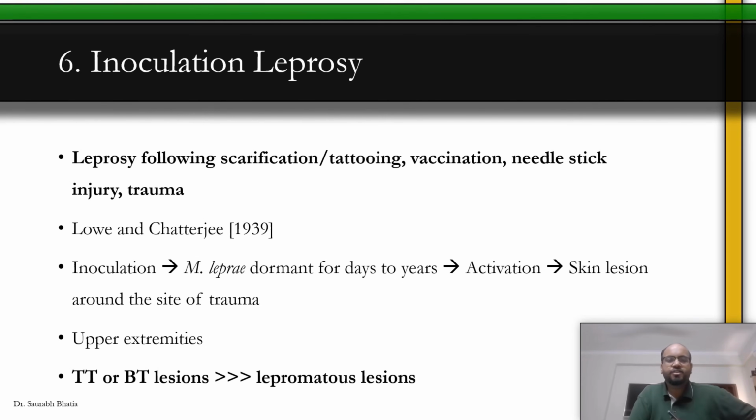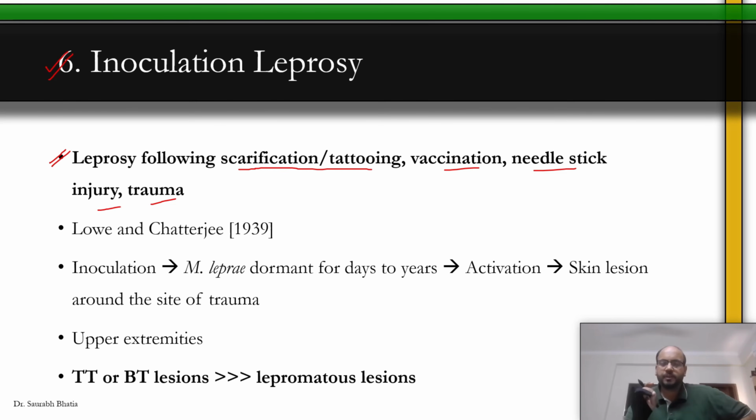The sixth presentation is inoculation leprosy. That is leprosy which follows any scarification or tattooing, vaccination or needle stick injury and trauma. Now remember, leprosy is like any other mycobacterium. That is what it is, Mycobacterium leprae. So if you have inoculation tuberculosis, you can also have inoculation leprosy.